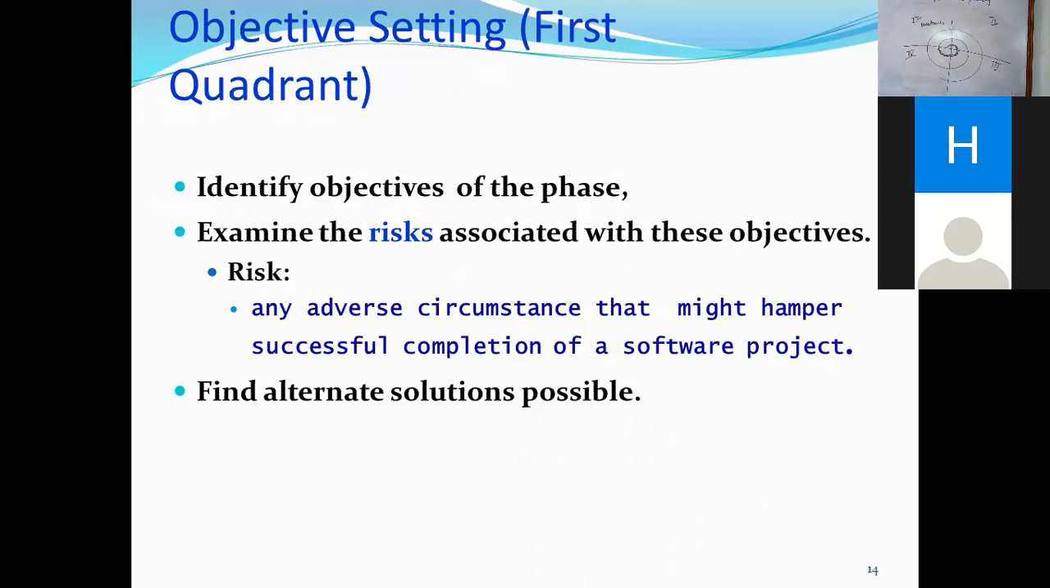You need to find the risk. And what does risk mean here? Risk is any adverse circumstance that might hamper the successful completion of the software project. And third is finding alternative solutions to those problems, those possibles.